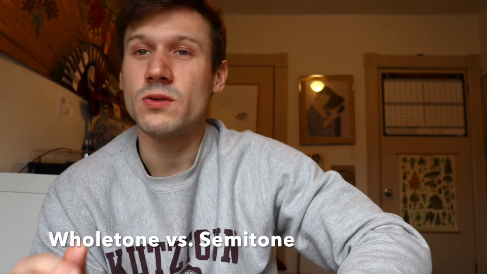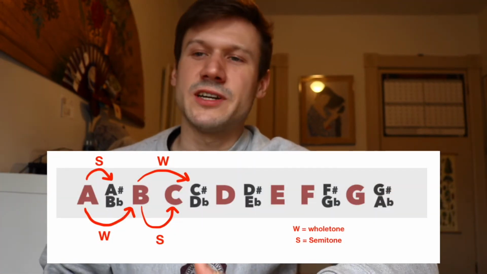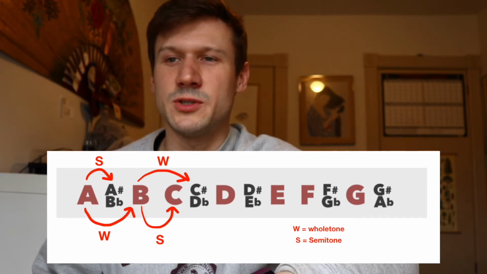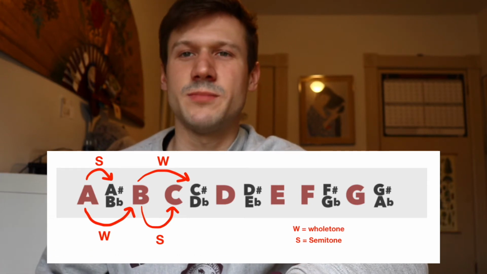Okay, but before we can learn this little trick, we're going to need to understand what a whole tone is and what a semitone is. Okay, let's bring the musical alphabet back up, and what we're going to see is that a whole tone is a jump between two notes and a semitone is a jump between one note.